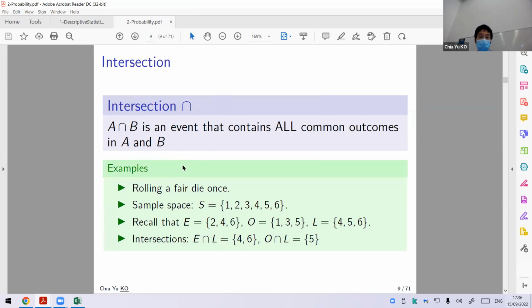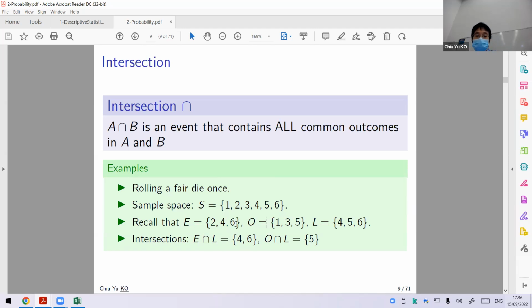Look at an example. Just roll a die. The outcomes you can have are 1 up to 6. You have the even event E, the odd event O, or the large event L. Look at the common elements between E and L. That is E intersect L. 4 and 6 appear in both events, so it's 4 and 6.